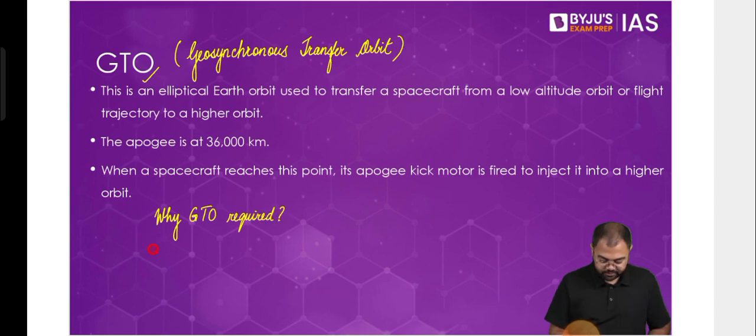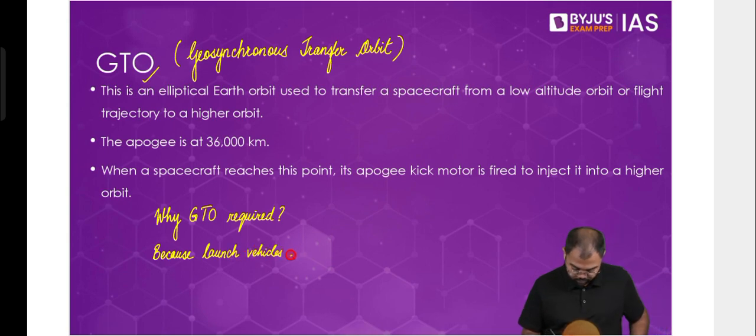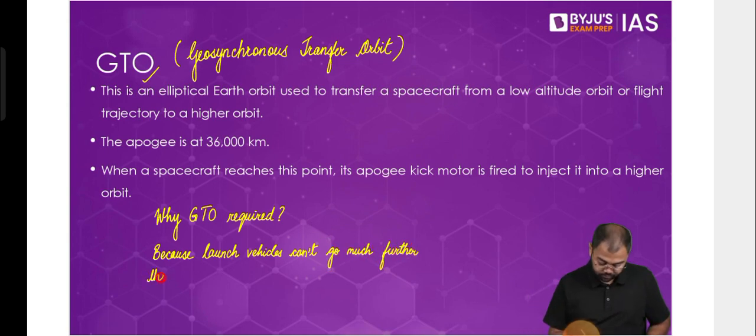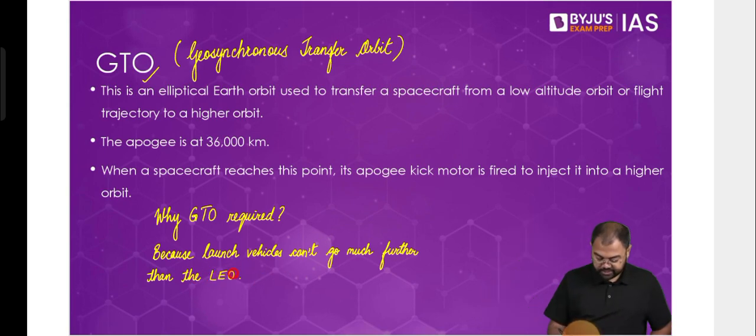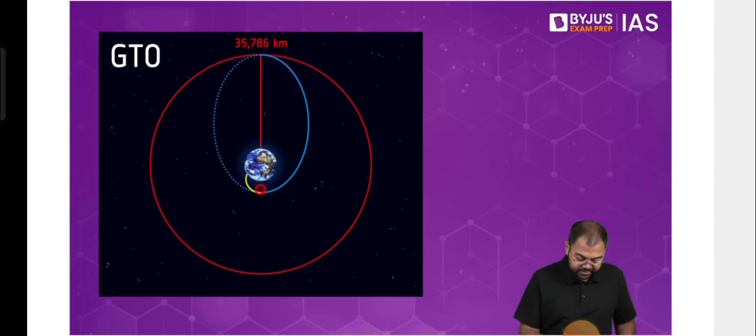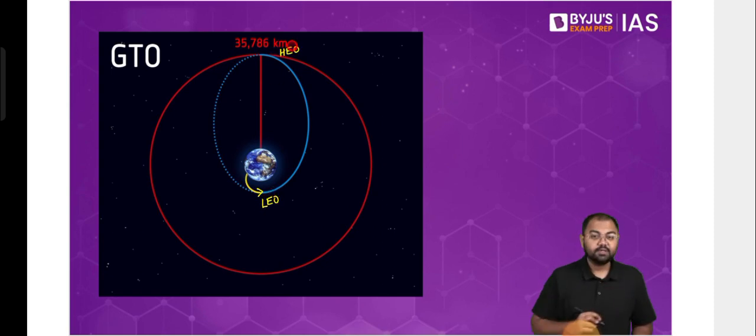GTO is required because launch vehicles can't go much further than the low Earth orbit. All right, launch vehicles cannot go beyond the low Earth orbit, and that's why GTO is required, and GTO will be transferring the orbit. So this is where the transfer will happen from the low Earth orbit to the high Earth orbit with the help of GTO.